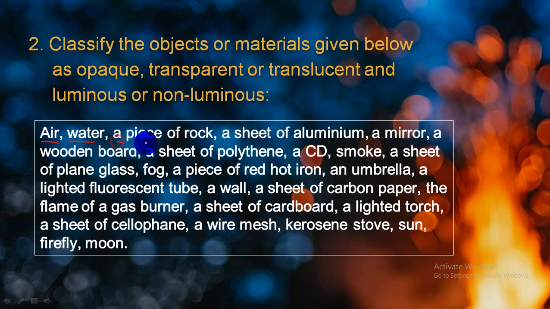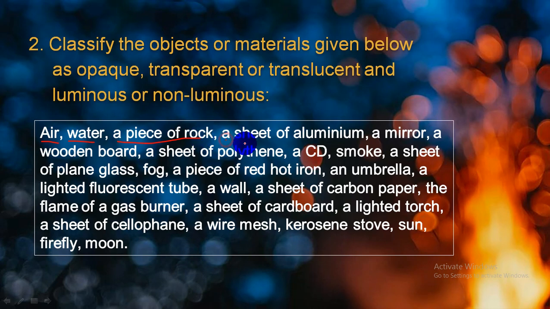Moving to the next, a piece of rock. You can see that a piece of rock does not allow light to pass through. If you keep it there, you can see that the stone shape is formed on the wall, which means the stone's shadow is formed. Okay, and when does that happen? When the object is opaque. So a piece of rock is an opaque object and it does not emit light, hence it is non-luminous. So the answer should be opaque and non-luminous.